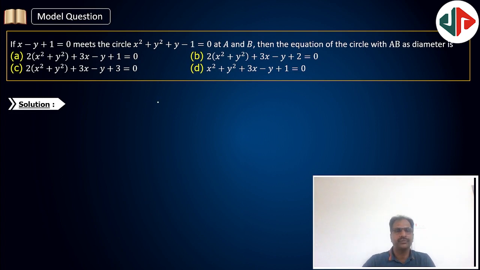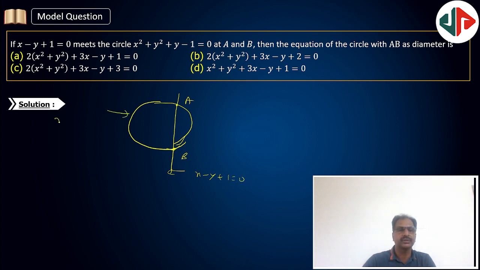Next question. If a line meets the circle at A and B, the line equation is x minus y plus 1 is equal to 0, and the given circle equation is x square plus y square plus y minus 1 is equal to 0. So this line meets the circle at 2 points A and B. Now the question is, what is the equation of circle with AB as diameter?